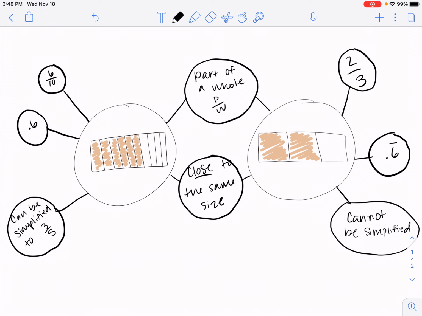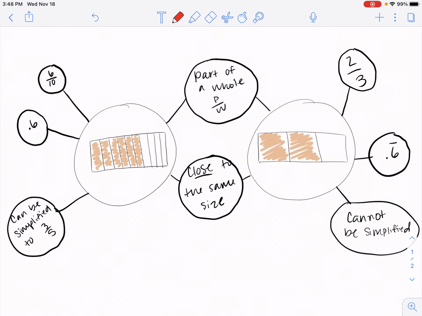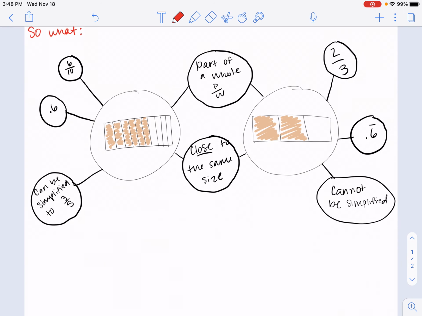Now, I would like for you guys to see if there's anything else you would like to add to this, if there's another similarity you see, or if there's another difference you would like to talk about. And then once you've done that, you're going to write your so what. It needs to be a complete sentence explaining the summary of your map. So what is on your map?